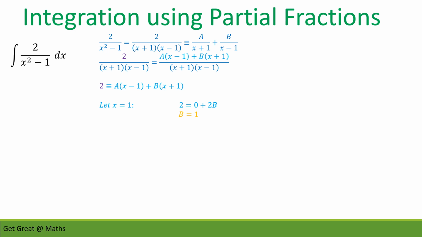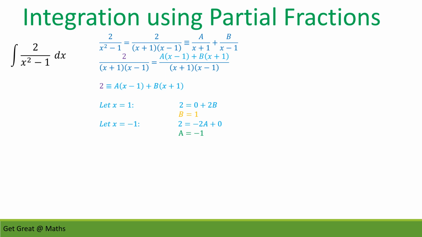The next value I'm going to use for x will make the second bracket disappear. So to get rid of the plus 1 in the bracket, I've got to use x equals minus 1. So I've got 2 is going to equal a times minus 1, which will be minus 2a, plus b times minus 1 plus 1, which is 0. So I've got 2 is equal to 2a. I can divide both sides by minus 2. So a is equal to negative 1.